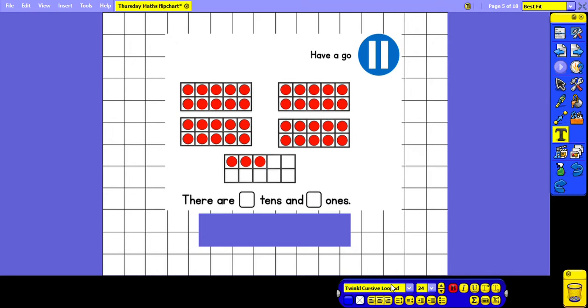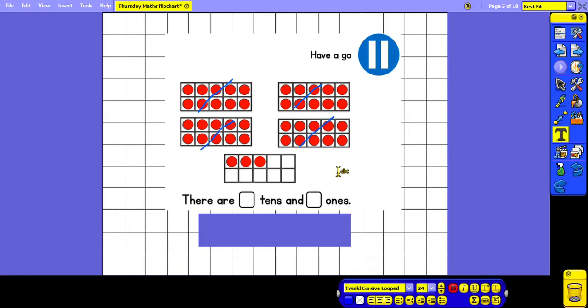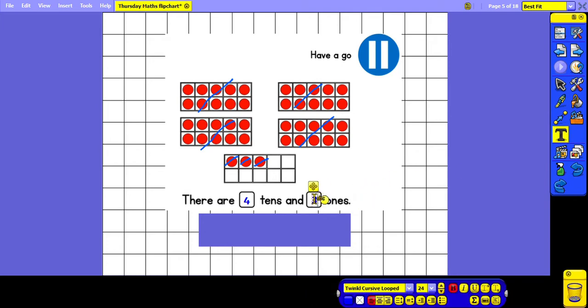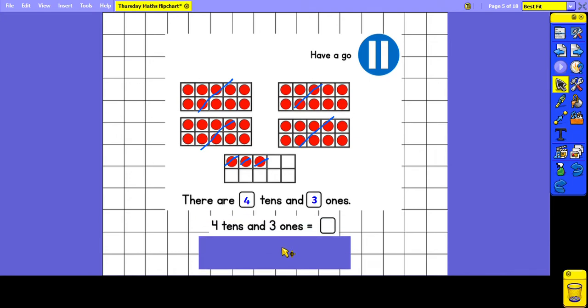Okay, so there are 1, 2, 3, 4 10s. And then we've got 1, 2, 3 ones. So what number do 4 10s and 3 ones represent? Pause the video now and have a go.